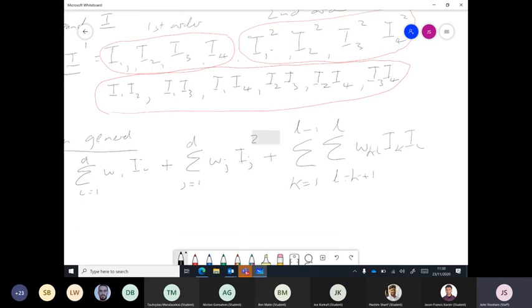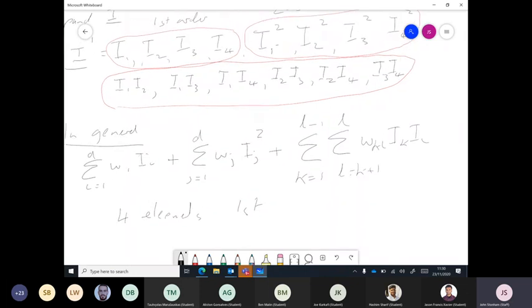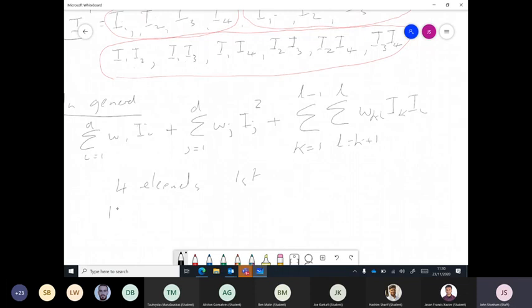Now, for a 4-element vector, the exhaustive second order would be dimensionally much larger. So 4 elements, first order. The second order term is going to be 1, 2, 3, 4, 5, 6, 7, 8, 9, 10, 11, 12, 13, 14. 14 elements in the second order.